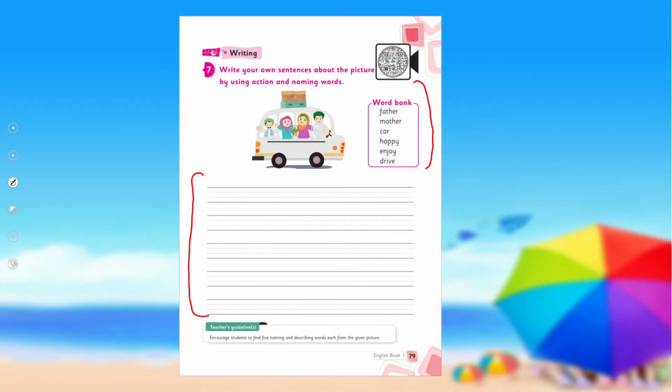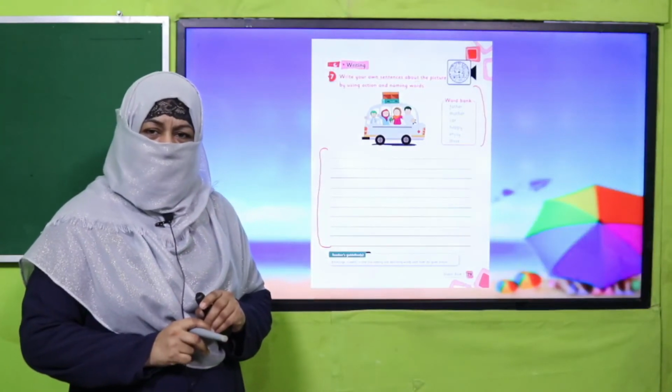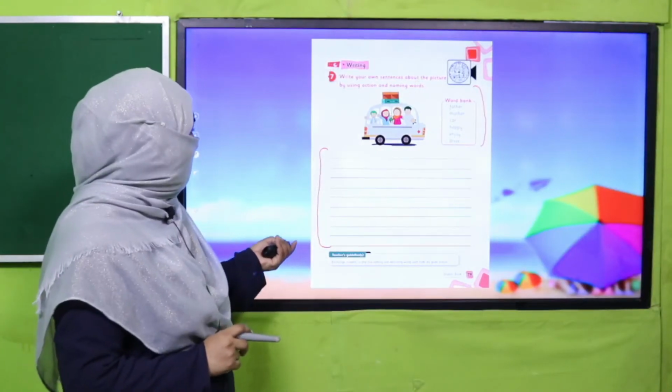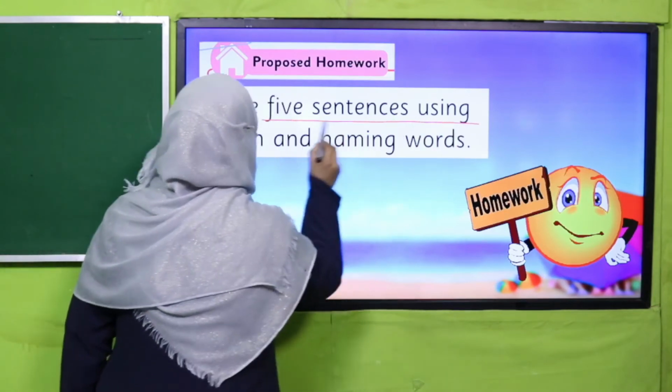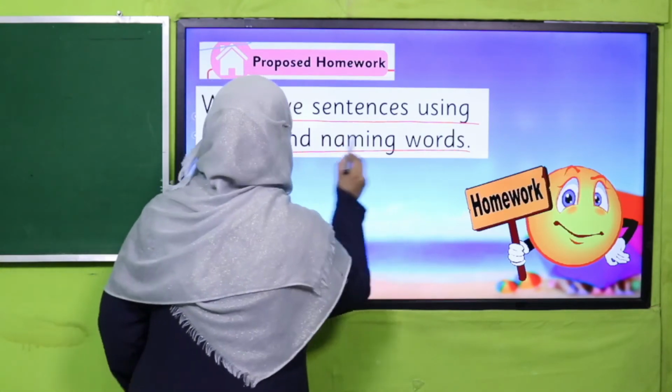Yes, my dear students, are you done with it? Good job. So here is your homework. You will write 5 sentences using action and naming words.